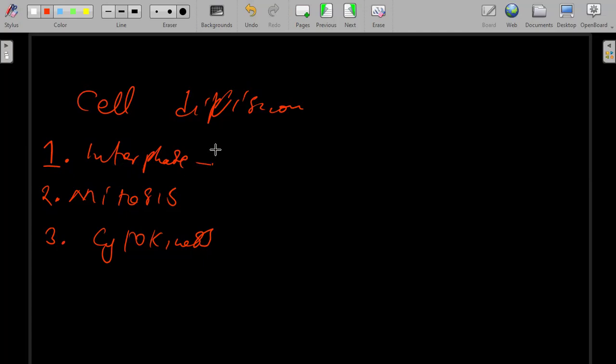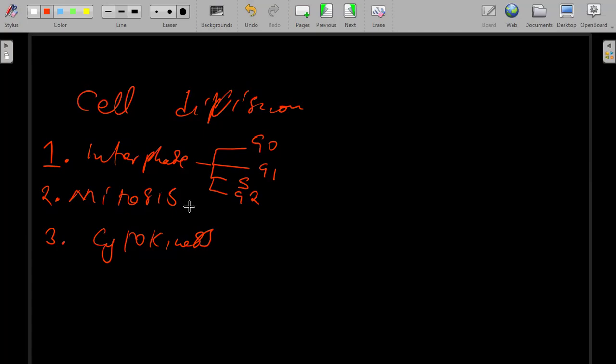Now interphase is also going to have subdivisions. We start from G0. G0 simply means you have your cell at rest. Then from G0 you end up having what we call G1. Then from G1 you have the S phase. Then from the S phase you have G2. So these are the phases which occur in interphase.